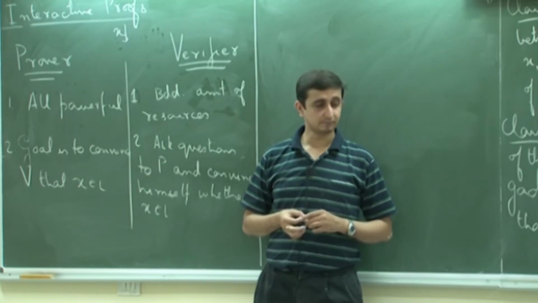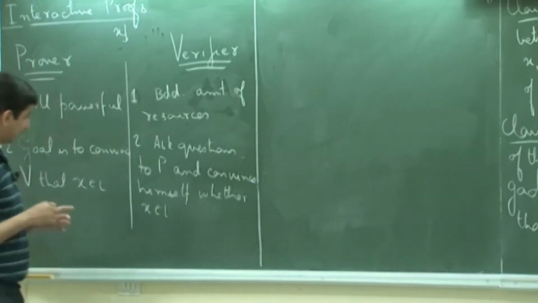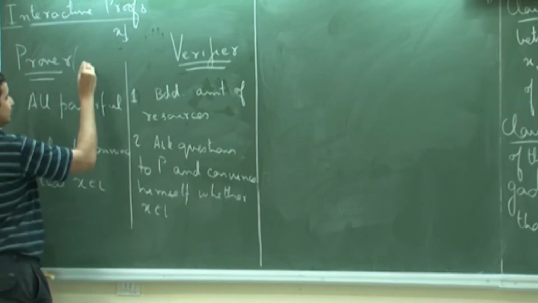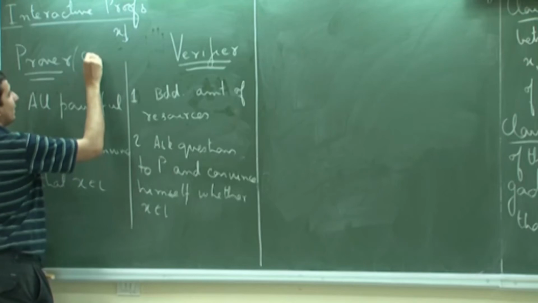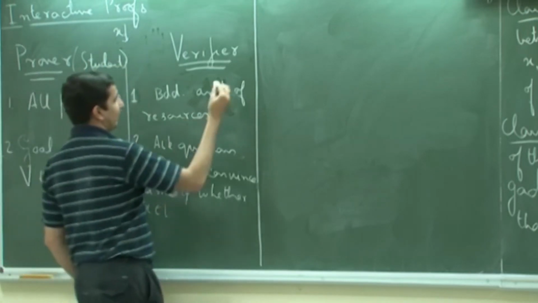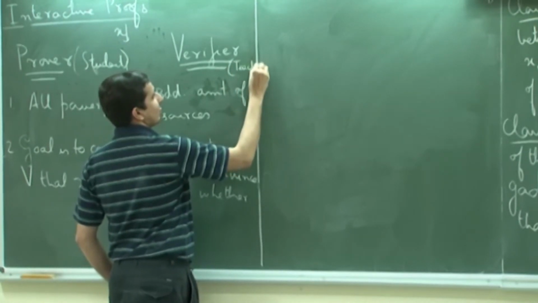It kind of seems counterintuitive that the verifier has been given a bounded number of interactions. No, it is not counterintuitive. Let me give you an example. Suppose you are the prover, so suppose the prover in this case is the student, and the verifier is myself.